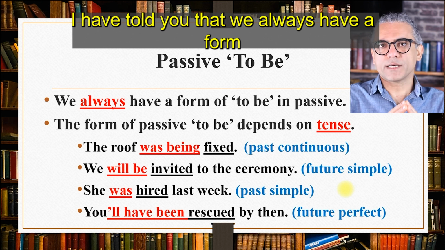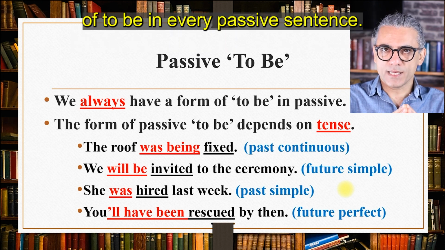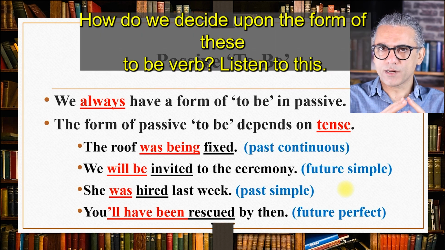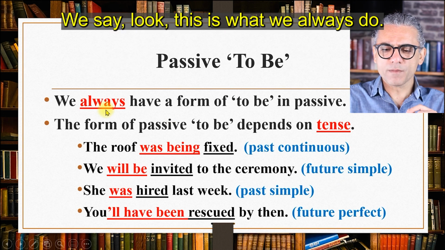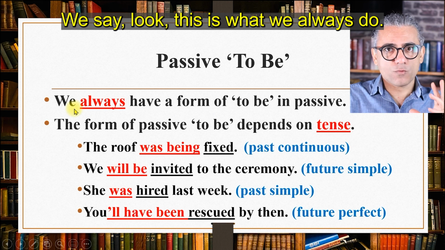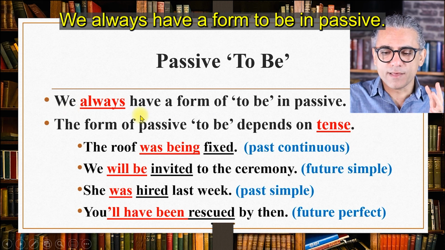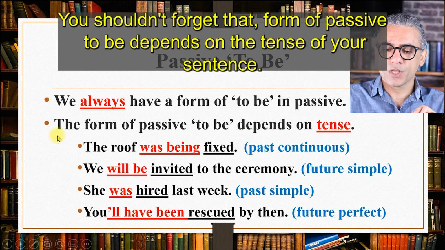Now, what is passive to be? I have told you that we always have a form of to be in every passive sentence. How do we decide upon the form of this to be verb? Listen to this slide. This is what we always do. We always have a form of to be in passive. You shouldn't forget that. The form of passive to be depends on the tense of your sentence.